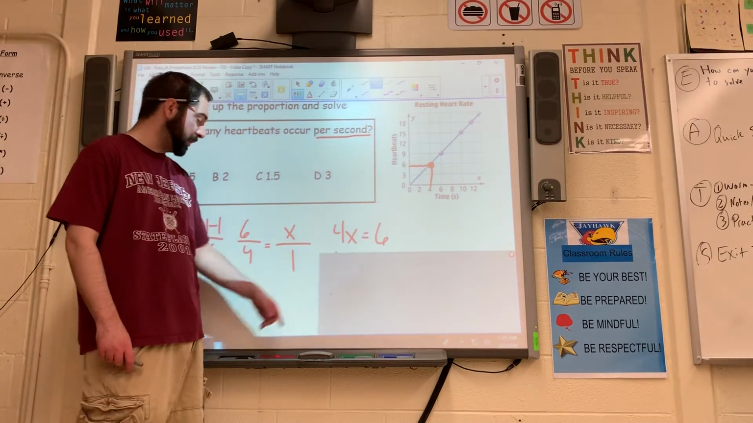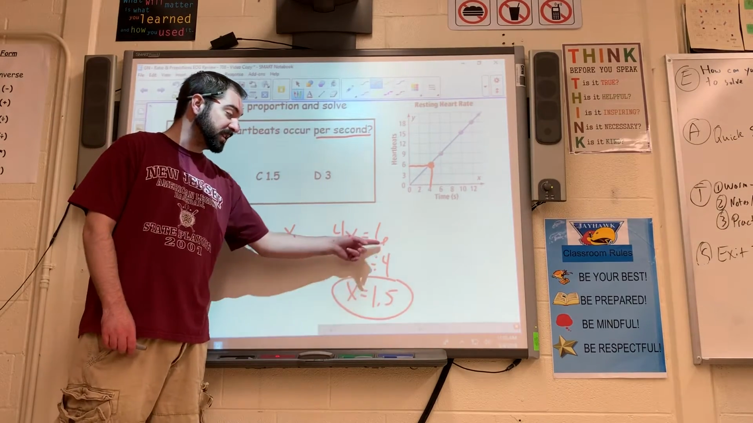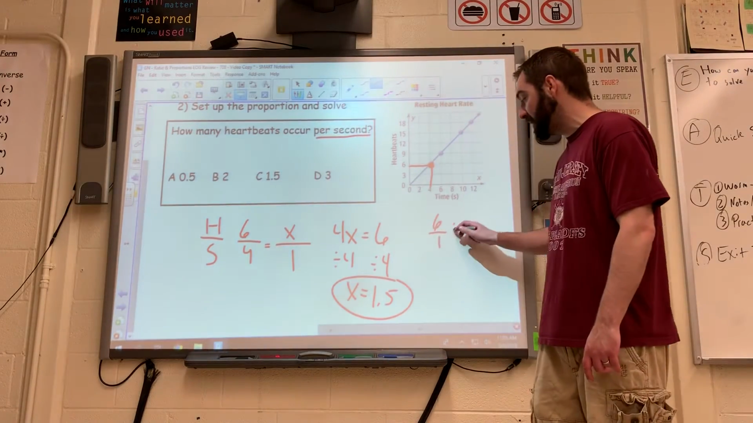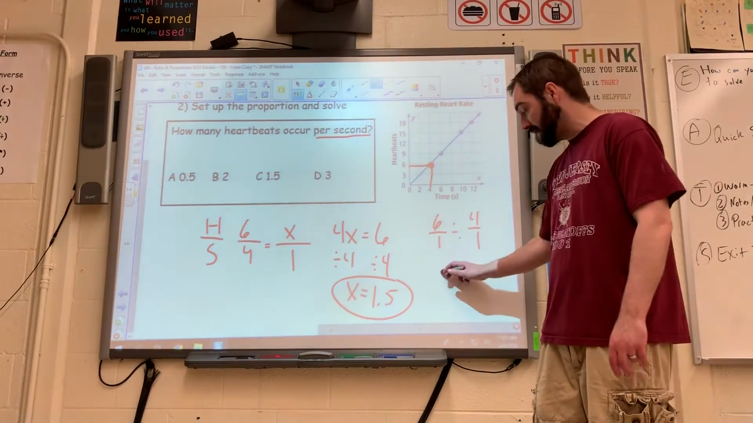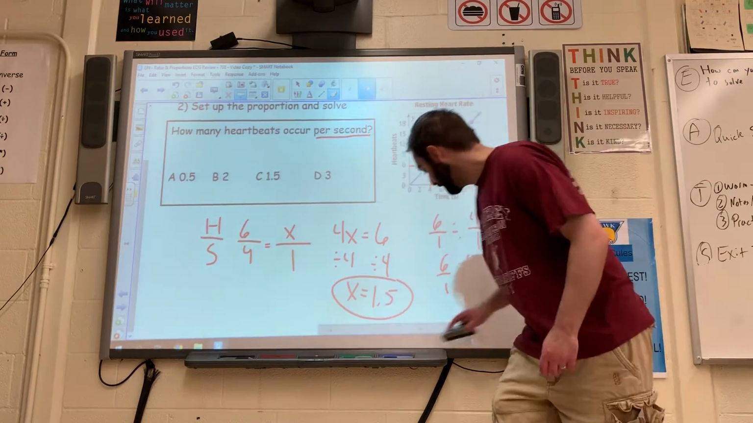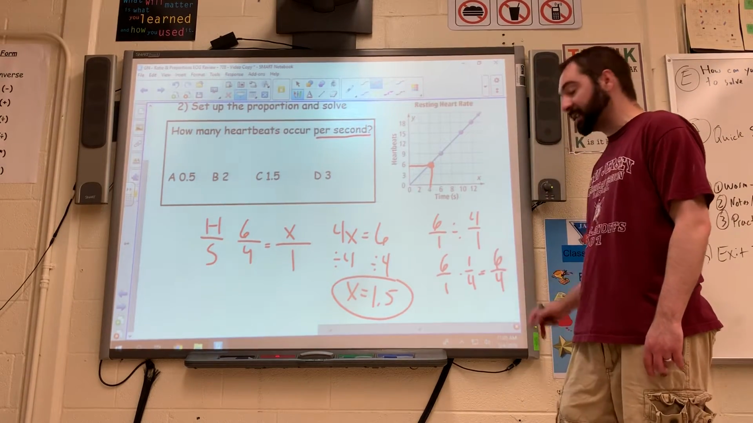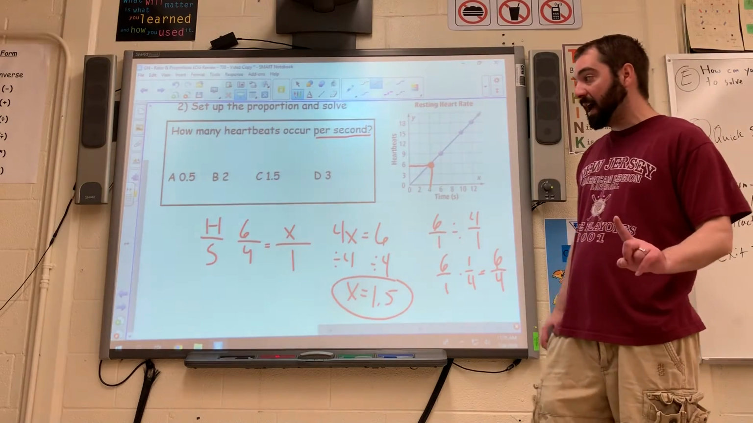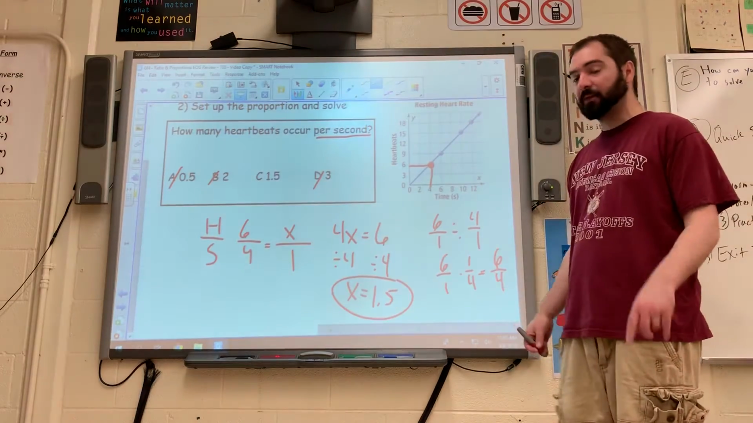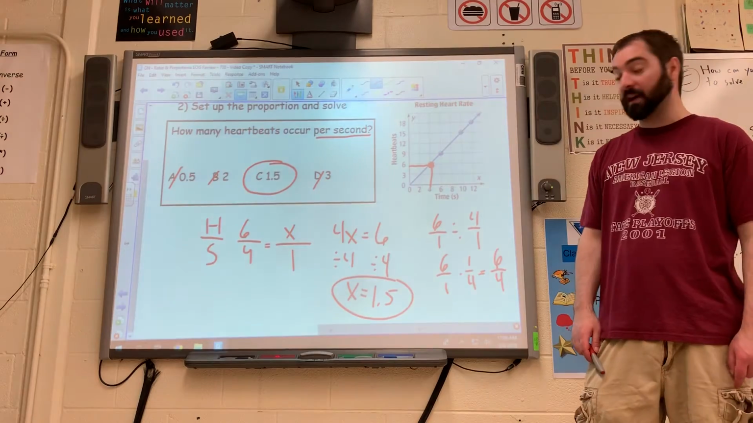4 times x is 4x. 6 times 1 is 6. We divide each side by 4. 6 divided by 4 is 6 over 4. So you may end up having to do 6 over 1 divided by 4 over 1 without a calculator. Keep, change, flip. And we're going to end up seeing 6 over 4. Well, 4 goes into 6 one time. Right there, you should kind of just know that it's got to be 1 with something left over. It's really 1 1/2. 1 1/2 is really the same as 1.5.